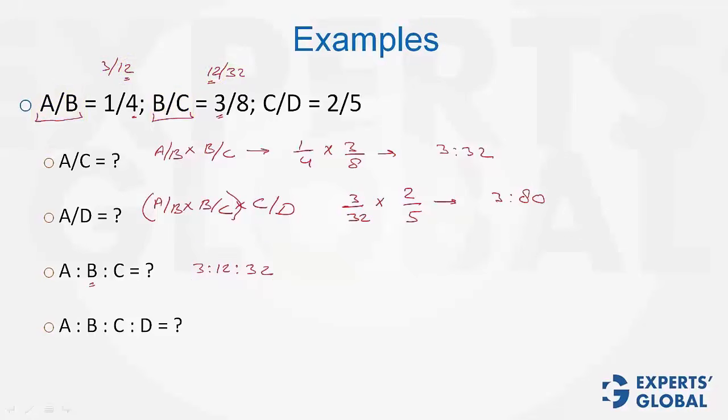Now in the last case, you may want to once pause the video and solve it yourself. We know this much. This is 3 ratio 12 ratio 32 ratio D. So the same concept. The C involved here is 32. So the C involved here should also be 32. To make 2 a 32, we need to multiply by 16. So 5 times 16 becomes 80. Therefore, the common ratio is 3 ratio 12 ratio 32 ratio 80. This is the answer here.